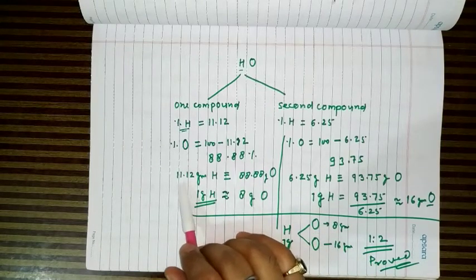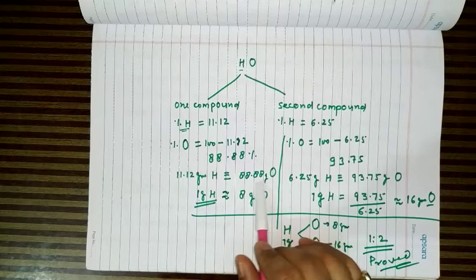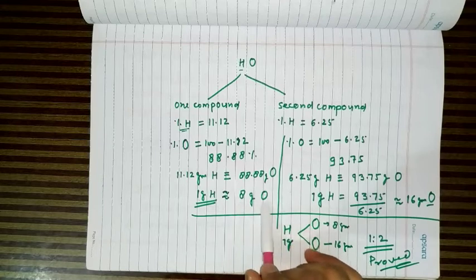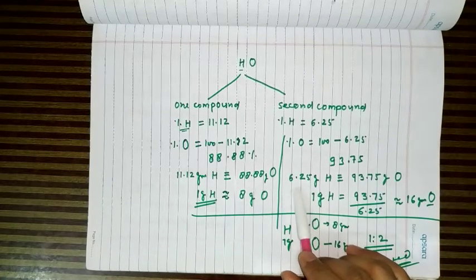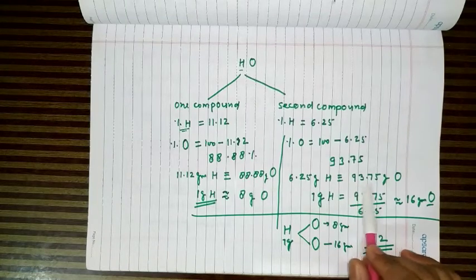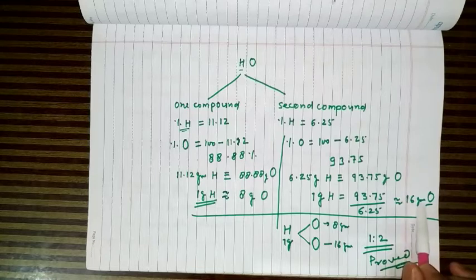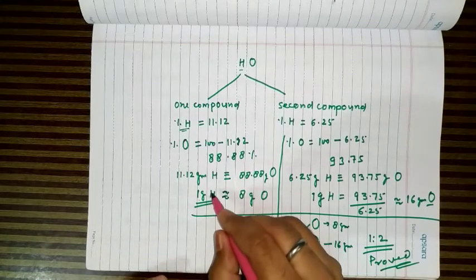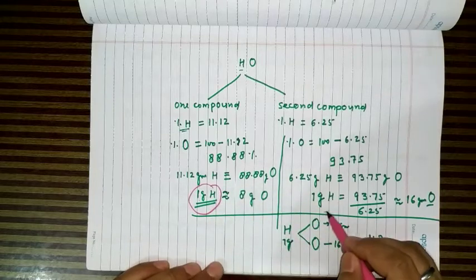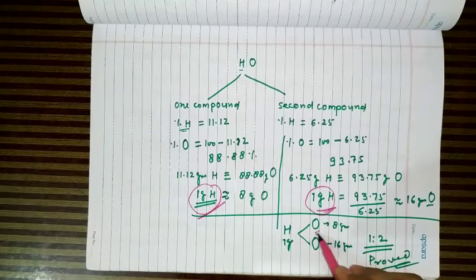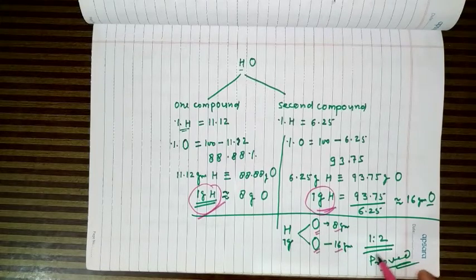So if you calculate that 11.12 gram hydrogen combined with this much gram of oxygen, 1 gram of hydrogen will combine with 8 gram oxygen. Similarly here also 6.25 gram hydrogen combined with 93.75 gram of oxygen. So 1 gram hydrogen will combine with approximately 16 gram of oxygen. So you are seeing if we keep the amount of one of the elements constant, that is 1 gram and 1 gram, then the different masses of oxygen that are combining in two different compounds are in a simple whole number multiple ratio. Hence it is proved. So this is answered.